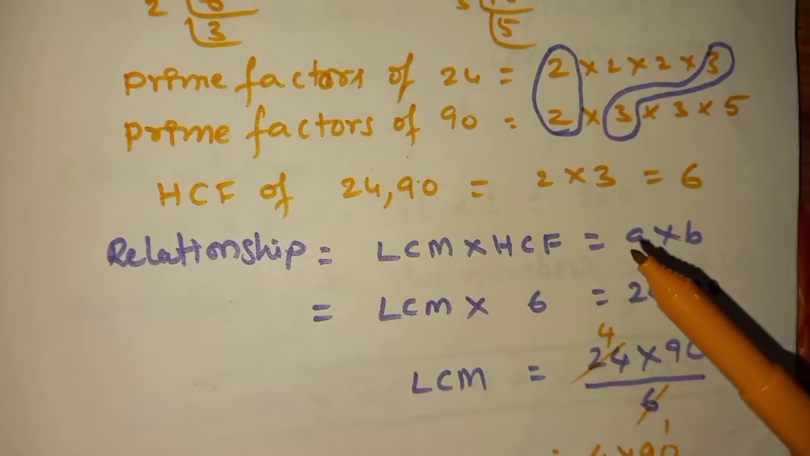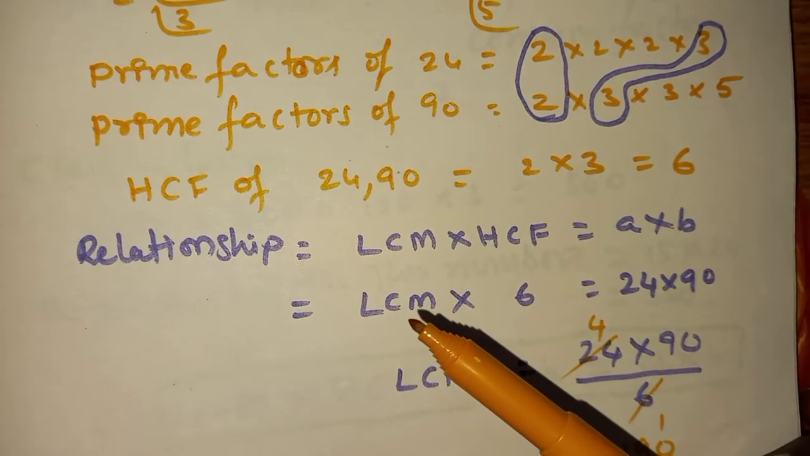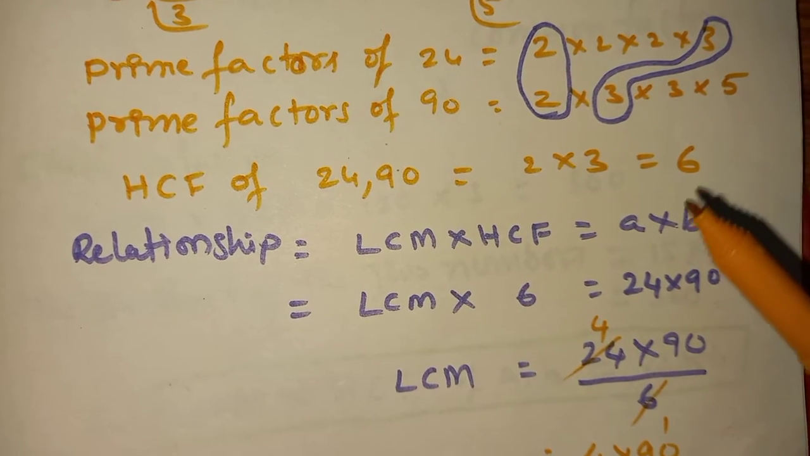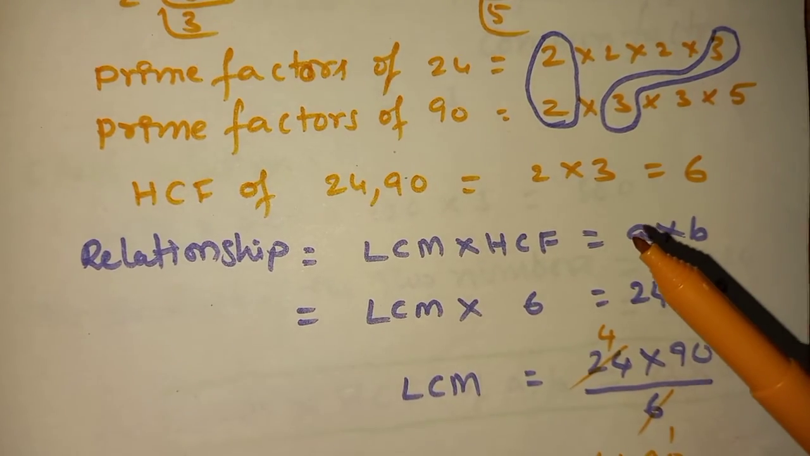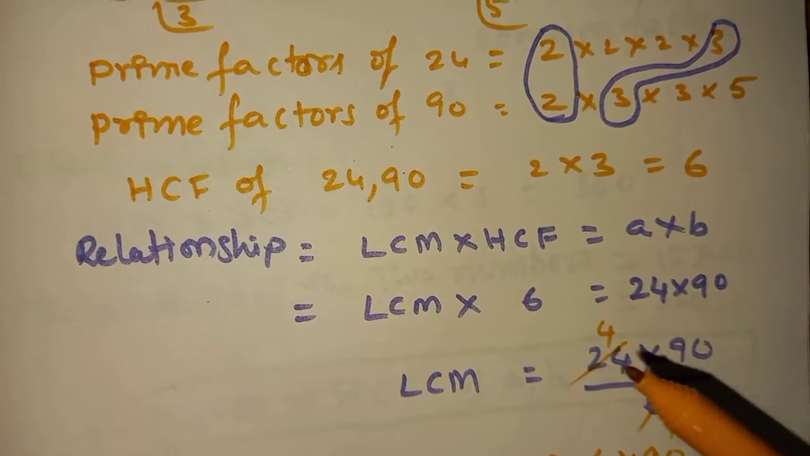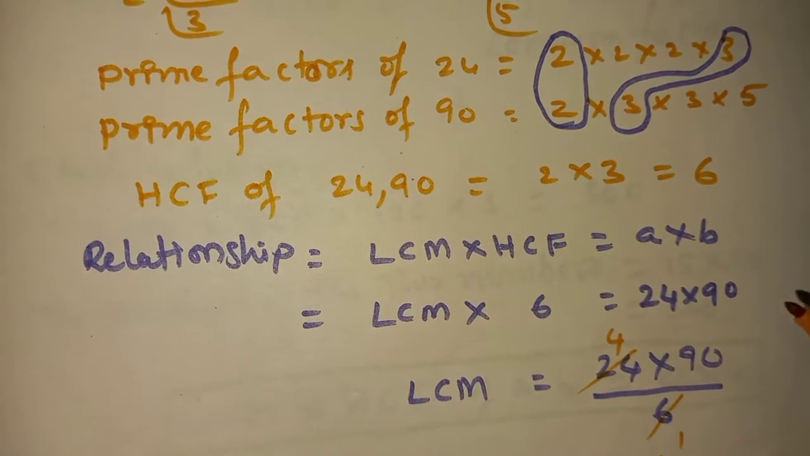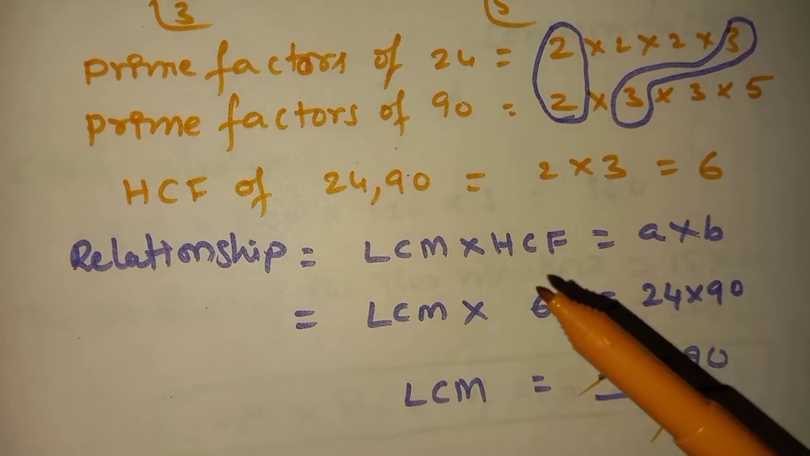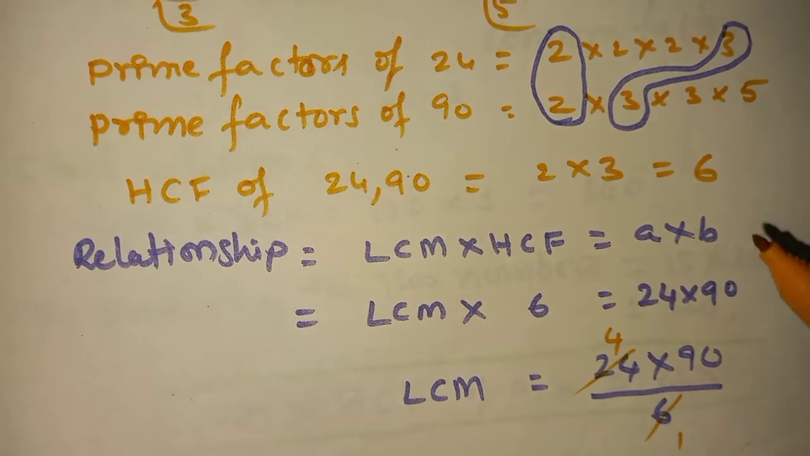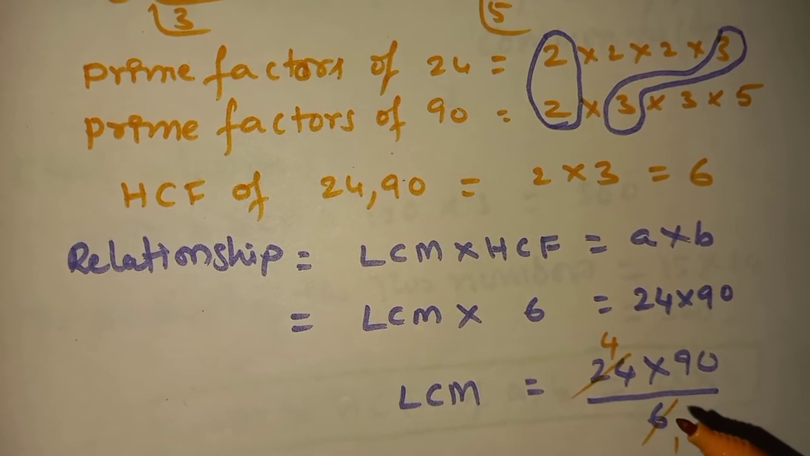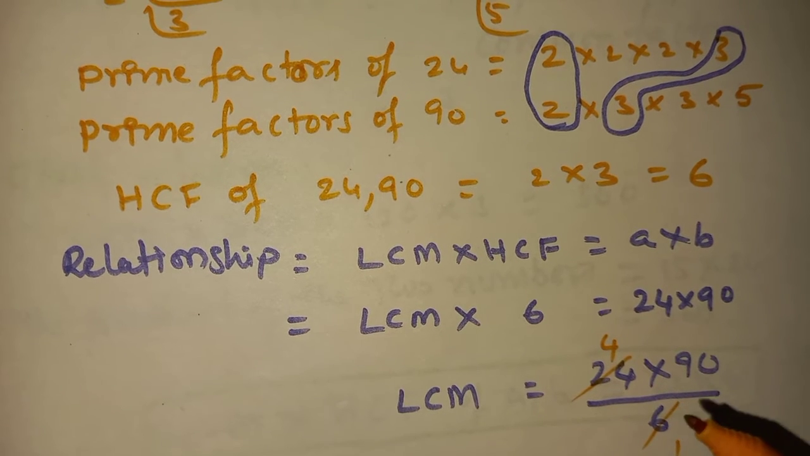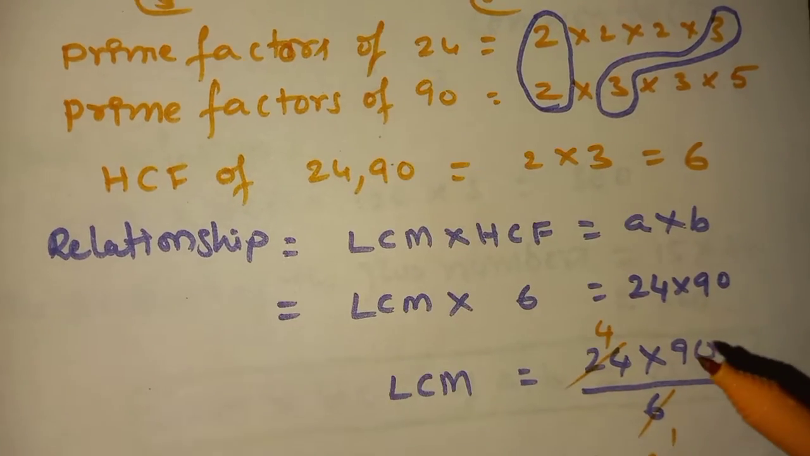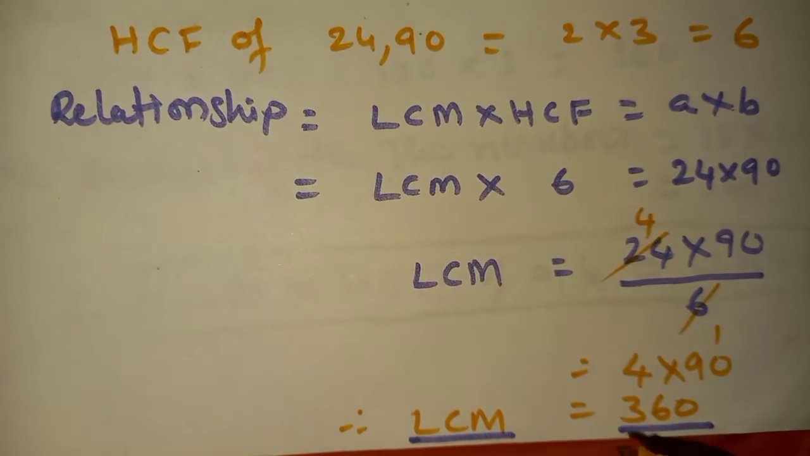The relationship is LCM into HCF is equal to A into B. LCM equals LCM, we write the same because we need to find the LCM. And HCF we already found, that is 6. Next, A equals 24 and B equals 90. Transposing 6 to the right hand side, it goes to the denominator. Why does it go to the denominator? Because under multiplication, if it is transposed to the right hand side, it goes to the denominator. Now cancelling, 6 ones are 6 and 6 fours are 24, so 4 into 90. Therefore LCM is equal to 360.